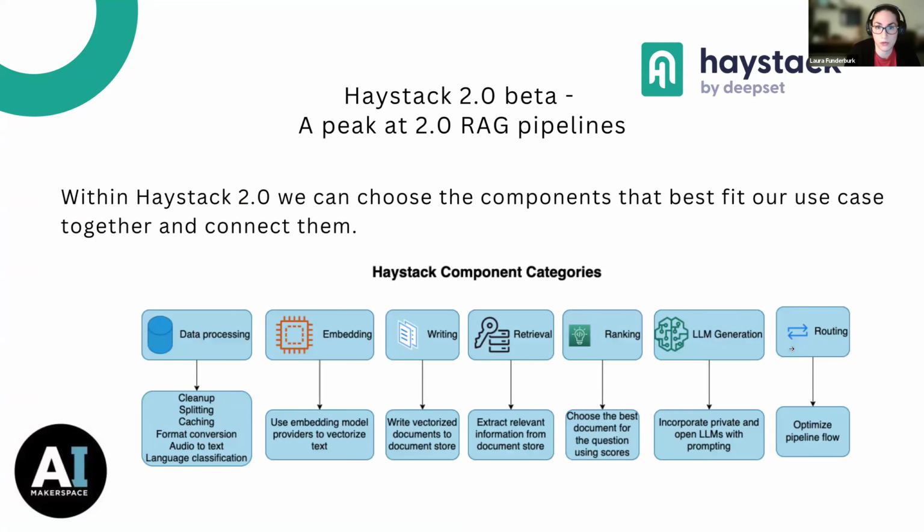So, okay, just a quick overview of the components. We have data processing components, embedding components, writing components, retrieval components, rankers, LLM generators, and routing. So I'm going to show you some code snippets of what it looks like in 2.0 to put these together.